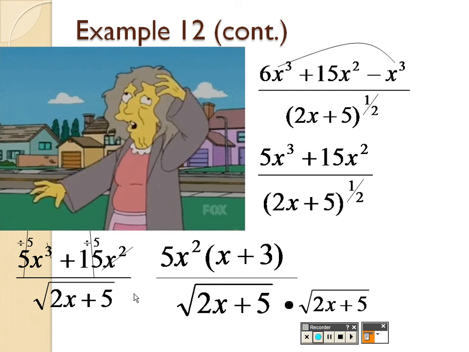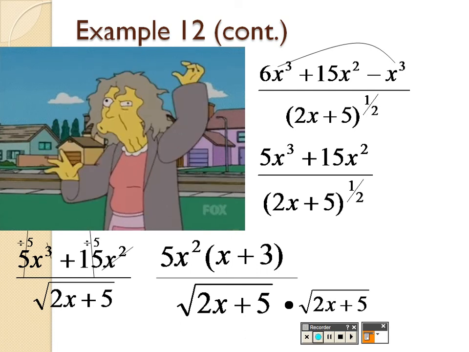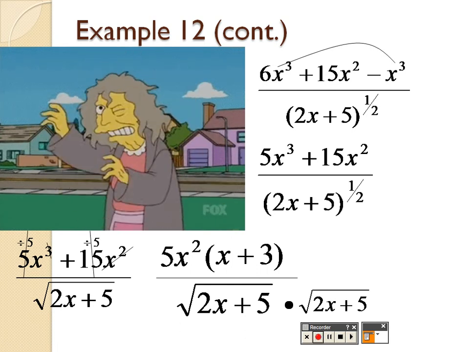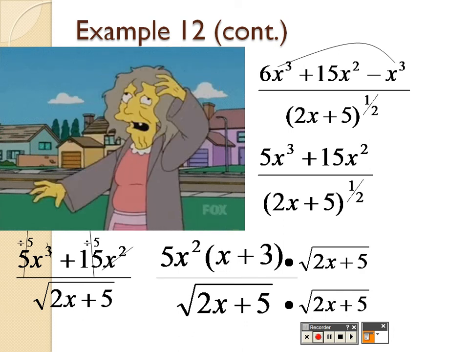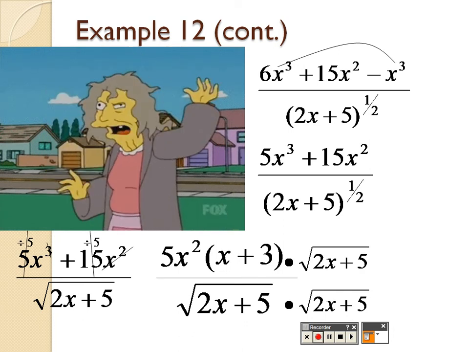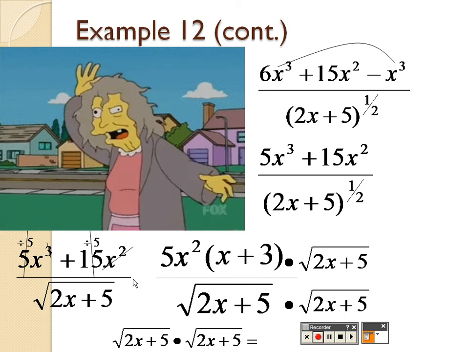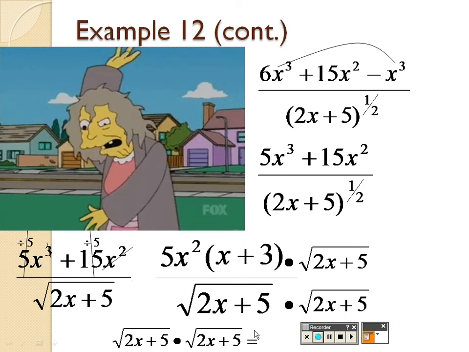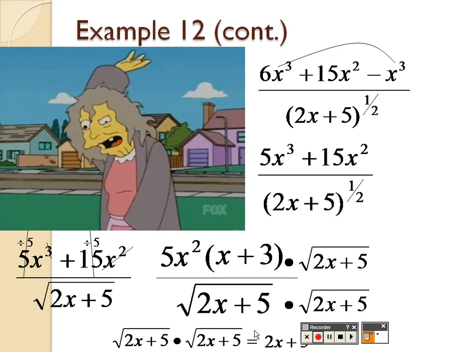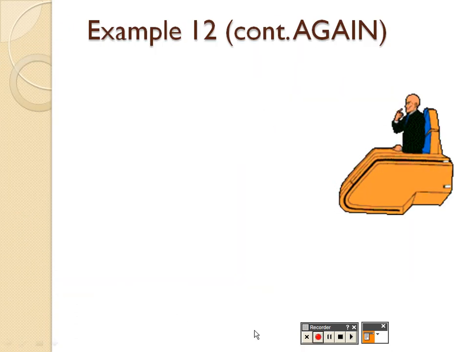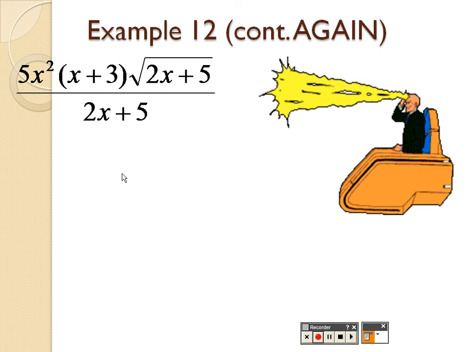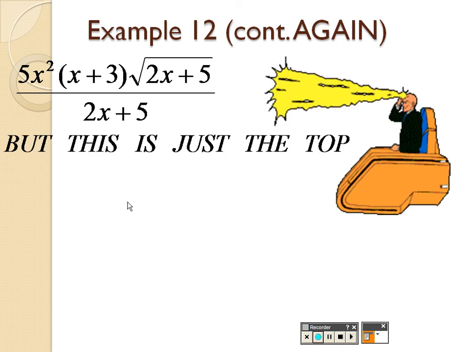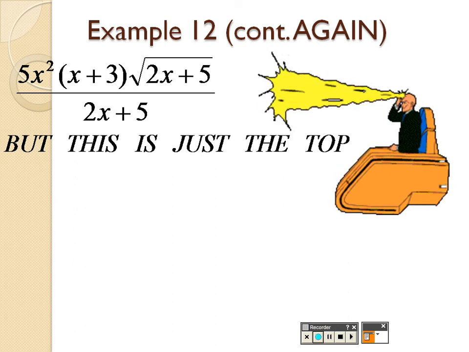But once again, I can't have a root on the bottom, so I'm going to multiply both the top and the bottom by root 2x plus 5 to get rid of the roots. And a root 2x plus 5 times a root 2x plus 5, the roots just cancel out, leaving you with a 2x plus 5. So all of that was to give me that, and that's just the top. If you remember back to the original problem, all of that is just the top.